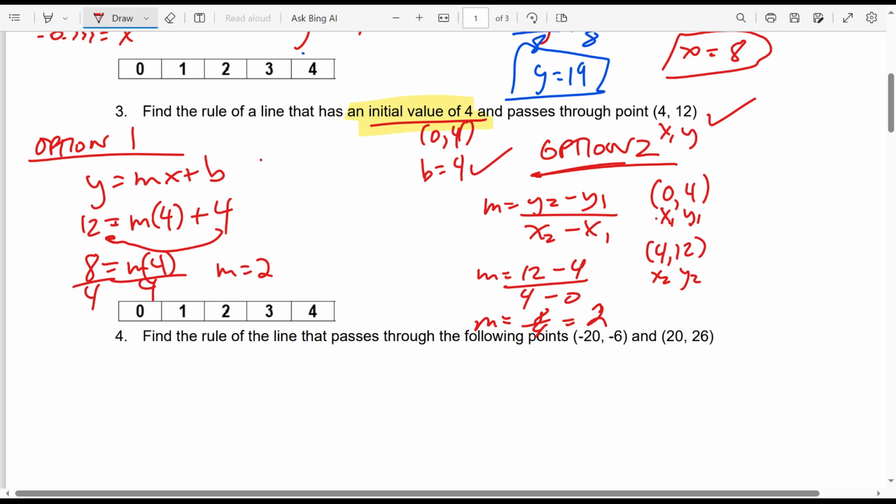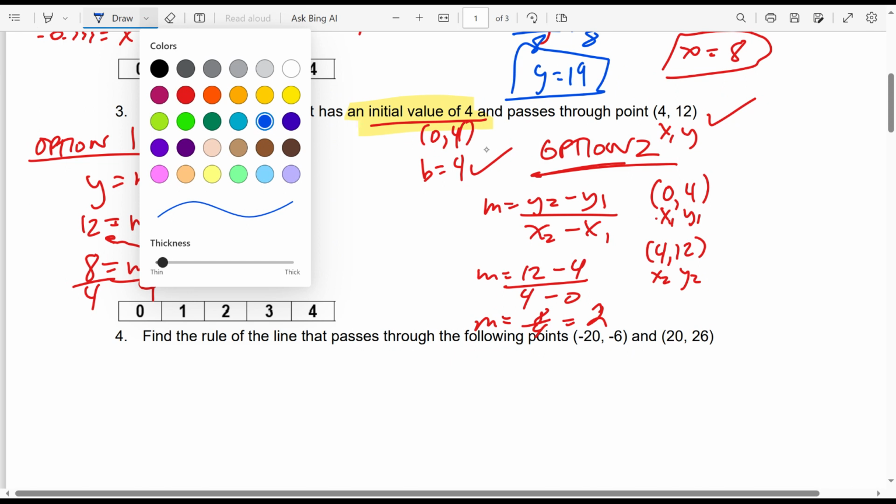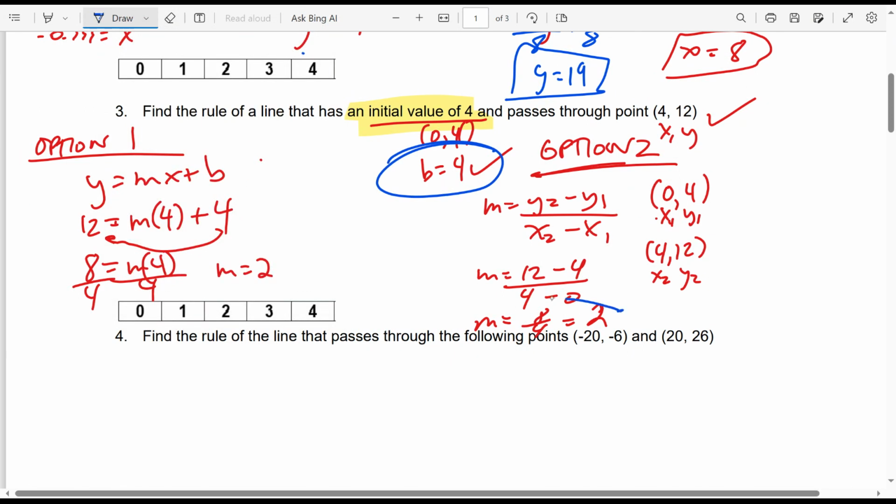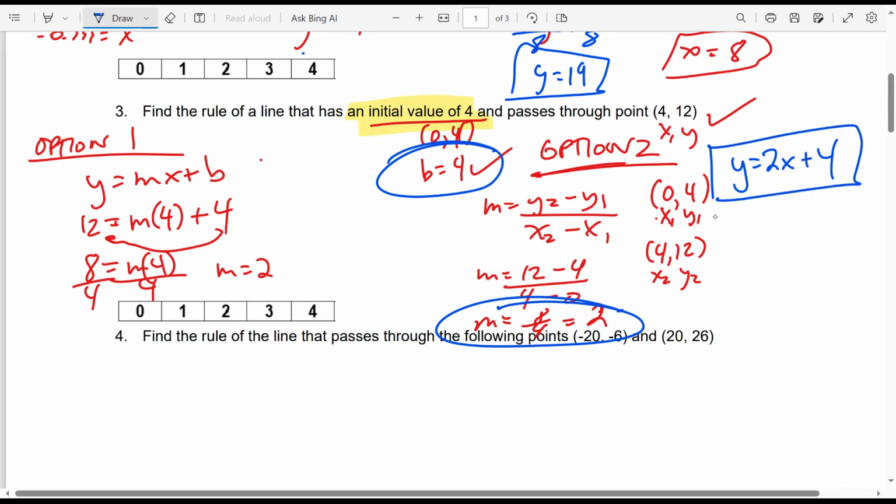So then m is 2. If I rearrange it, across the top I'd have 8, across the bottom I'd have 4. 8 divided by 4 is 2. So what can I now do? I can look at this and say that with a b of 4 and a slope of 2, my rule is going to be 2x plus 4. And that's all I was looking for. Can you find a rule? So, questions on this guy? No? Okay.